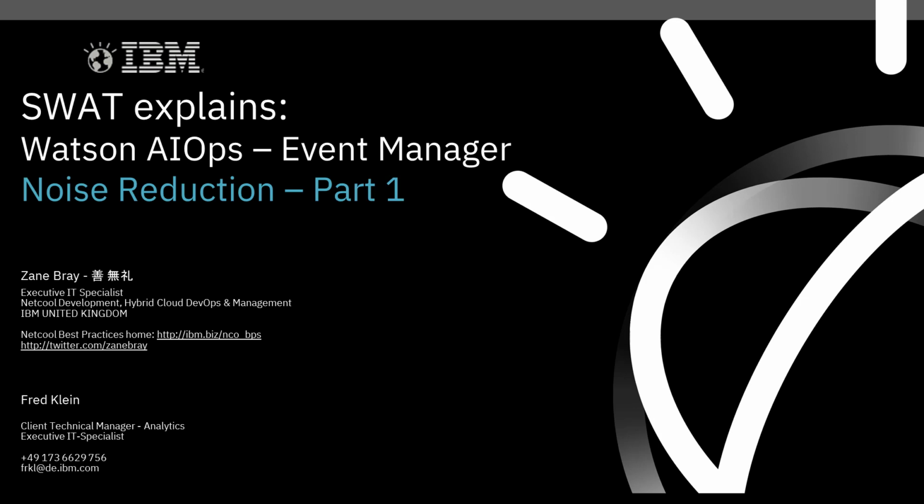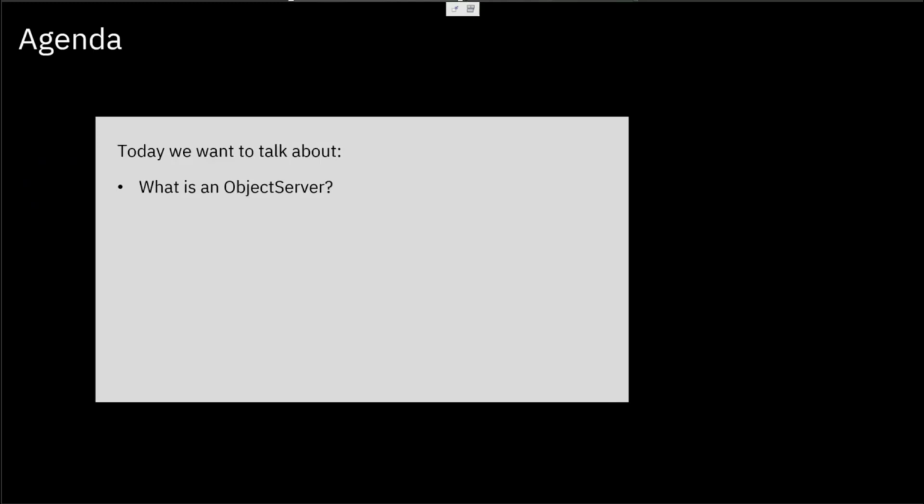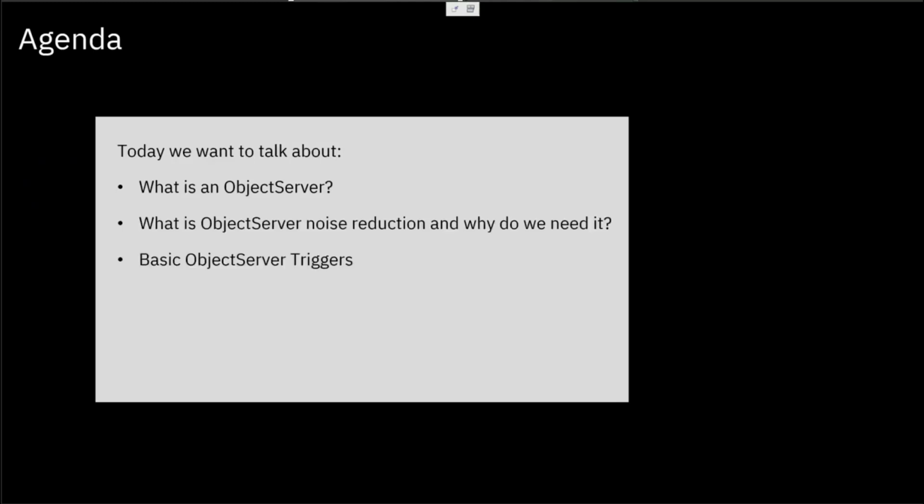Today we're going to be looking at the Watson AIOps Event Manager, specifically around the topic of noise reduction. This is part one of this particular topic, and we're going to cover some elementary aspects of noise reduction in the Event Manager. We're going to talk about what an object server is, what object server noise reduction is, and why we need it. We're going to look at the basic object server triggers and automations that perform the default out-of-the-box noise reduction, and then we'll intersperse that with demonstrations by Fred using a demonstration probe.